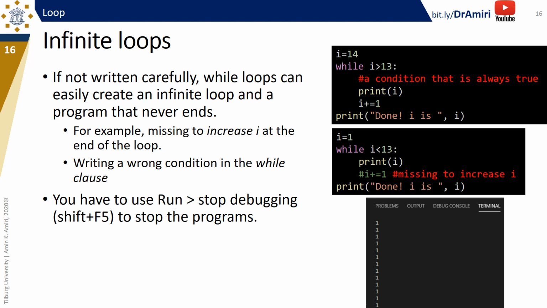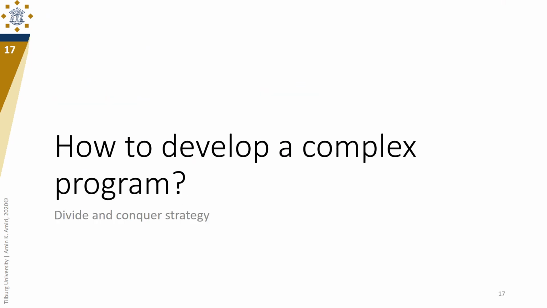Note that if you don't write the while loops carefully, they can create an infinite loop and then the program never ends. This can happen if you forget to increase the I at the end of the content of the loop, or you write a wrong condition in the while clause. As a result, the program runs to the end of time, but you can easily use run stop debugging to stop the program. In the next video, I explain how you can use divide and conquer strategy to develop a complex program.